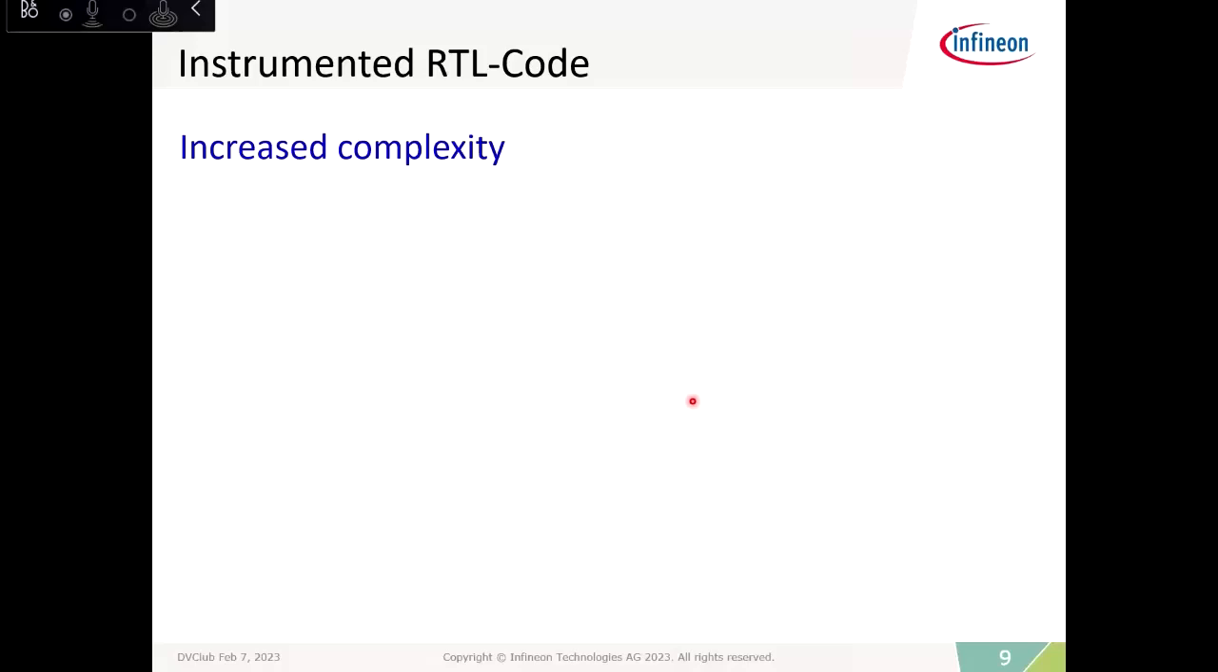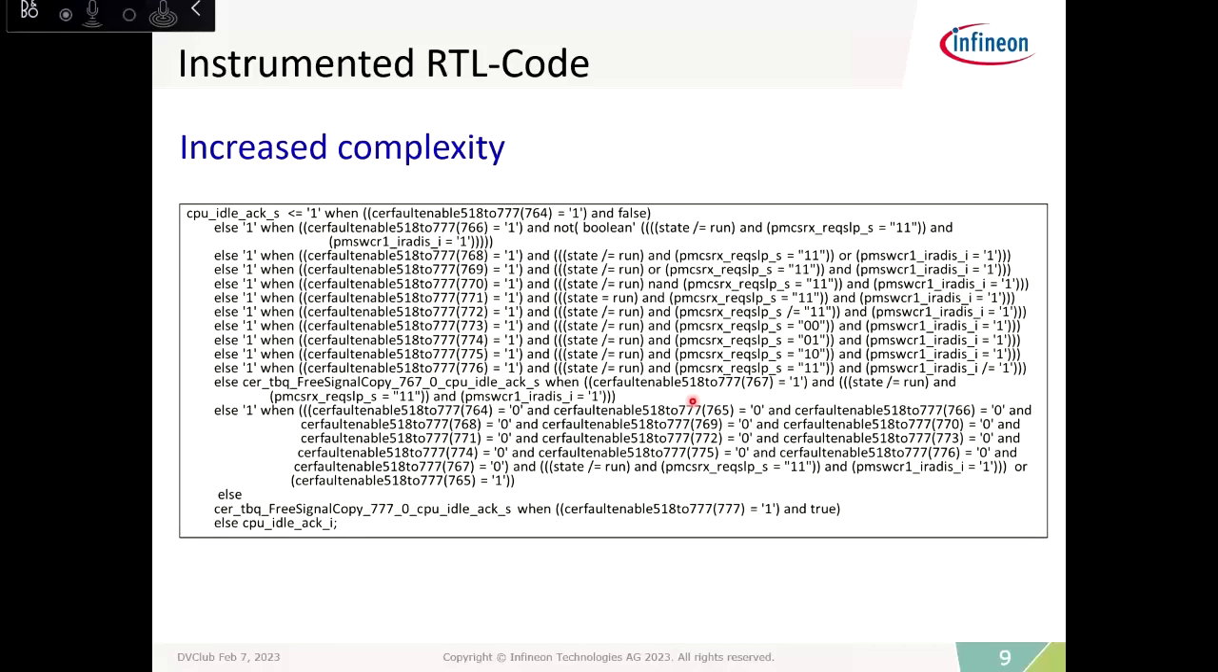Just to give you an impression, it is obvious that the generated instrumented code is much less human-readable and orders of magnitude more complex than the original, which also affects the complexity of qualification proofs.